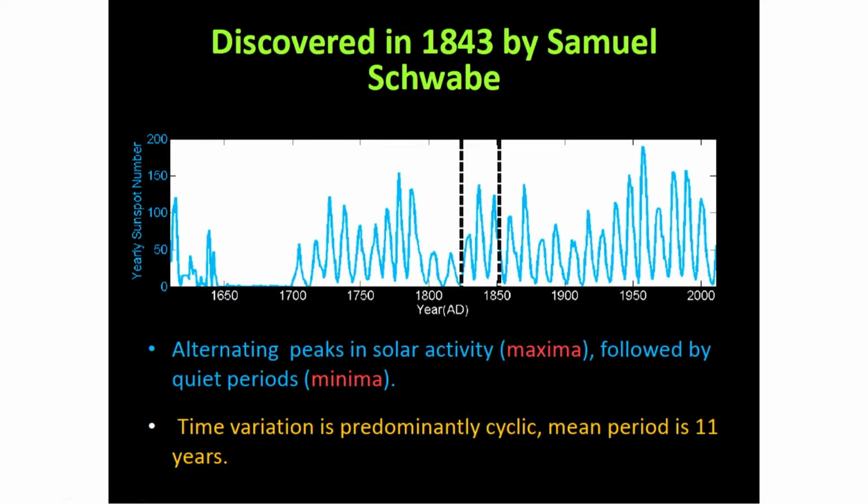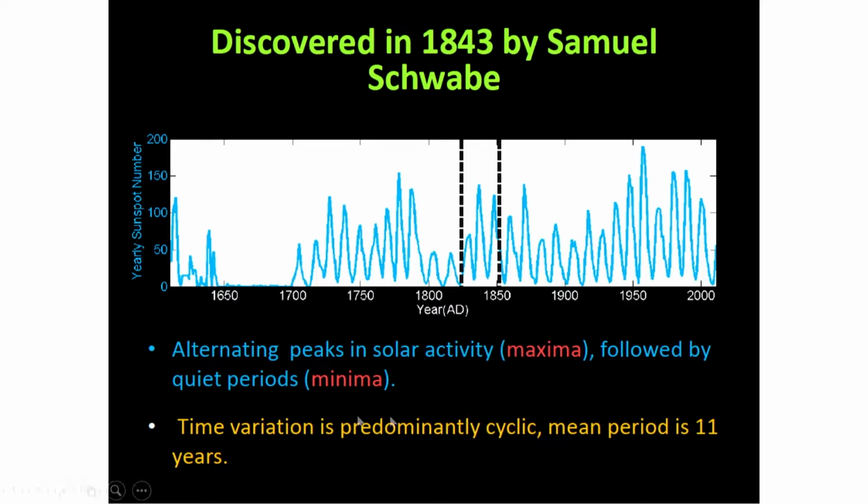And you know what? This was first observed by Samuel Schwabe. He was a scientist who only observed for the period from here to this vertical line, only about 30 odd years. So he had only this amount of data, but already he realized that there is something periodic about this sunspot number. And that's how the solar cycle is also called the Schwabe cycle, after Samuel Schwabe.